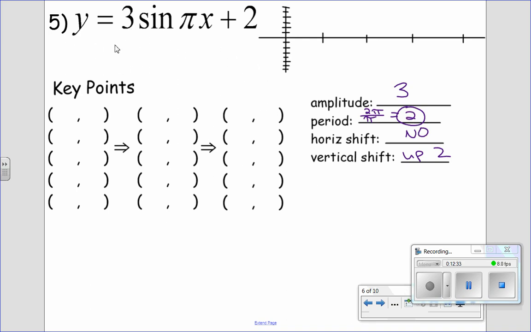Okay, time to do my key points. We're back to sine. 0, pi over 2, pi, 3 pi over 2. You should have these memorized by now. We've done them like a billion times, it feels like. Sine values start at 0, go up to 1, come back to 0, go to negative 1, and come back to 0. Good so far?